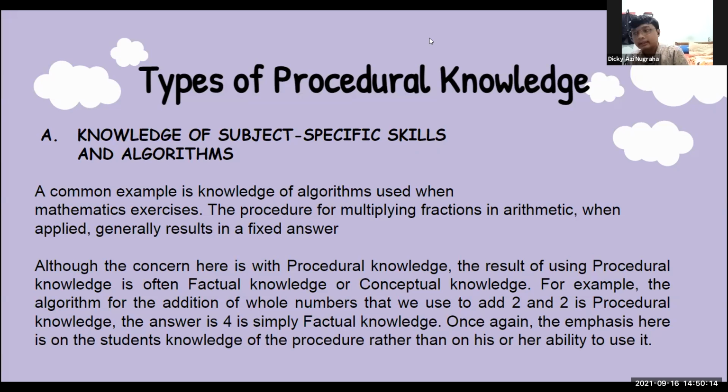It was already discussed in the previous group. For example, the algorithm for the addition of whole numbers that we use to add 2 plus 2 is procedural knowledge, while the answer is going to be 4, and that 4 is factual knowledge. Once again, the emphasis here is on the student's knowledge of the procedure rather than on his or her ability to use it. So it's not really dependent on someone being able or not able, but just about how he or she does this equation.